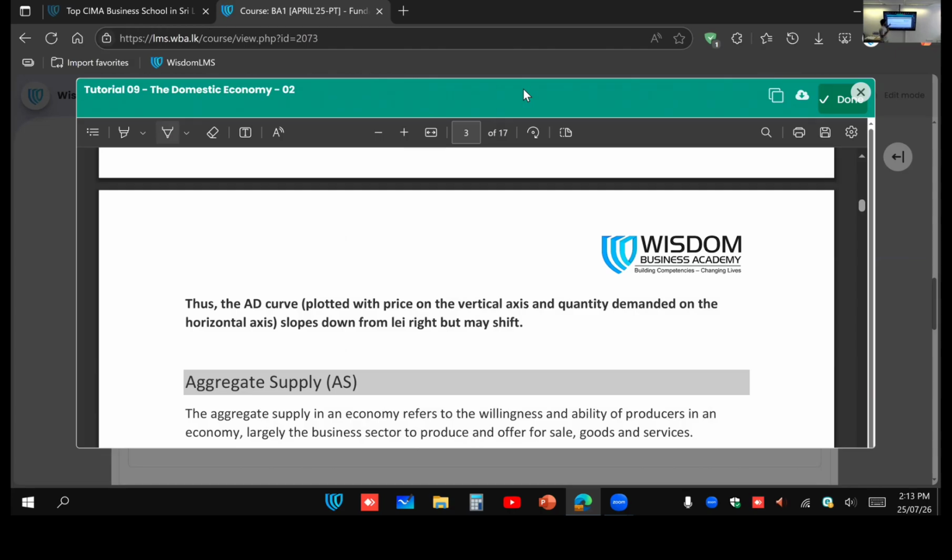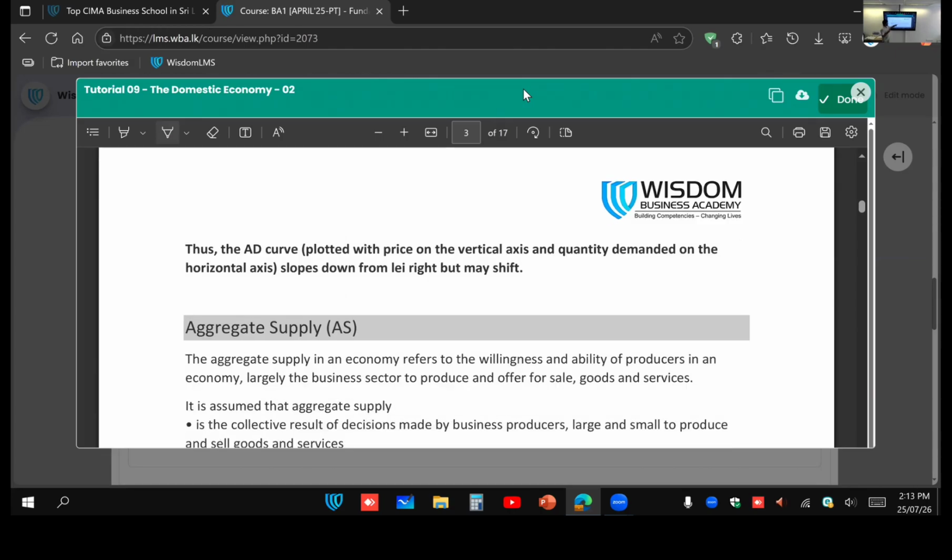Thus, the aggregate demand curve, plotted with price on the vertical axis and quantity demanded on the horizontal axis, slopes down from left to right. Same as the demand curve design, just like the demand curve, but it will shift. Then moving to aggregate supply.